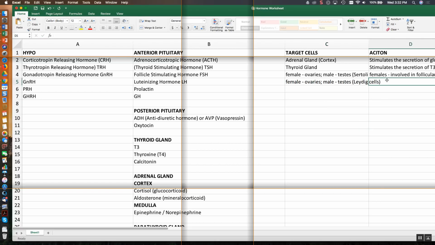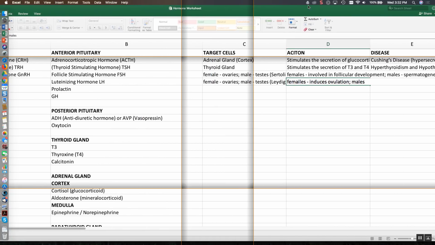In females, you guys remember? A surge of luteinizing hormone induces ovulation. Males, what does it do? So the Leydig cells produce testosterone.